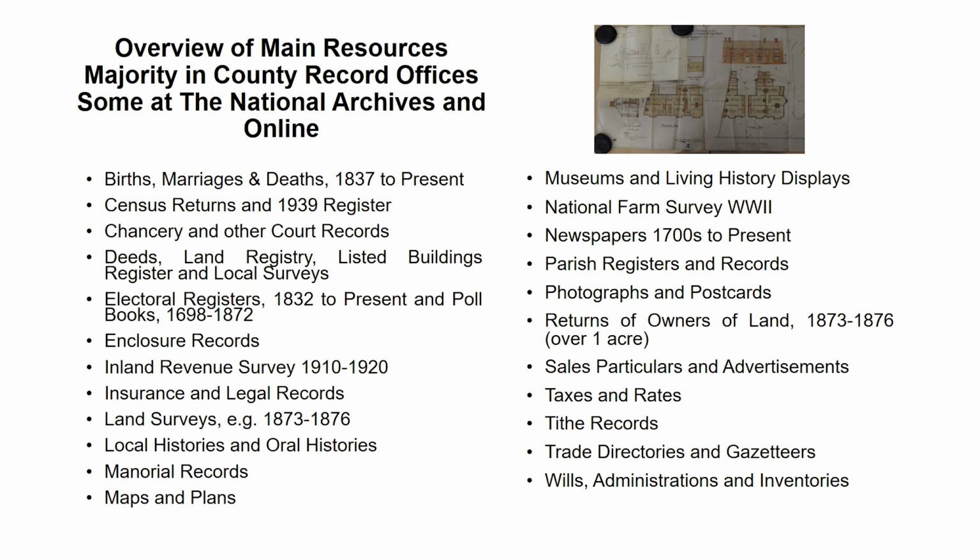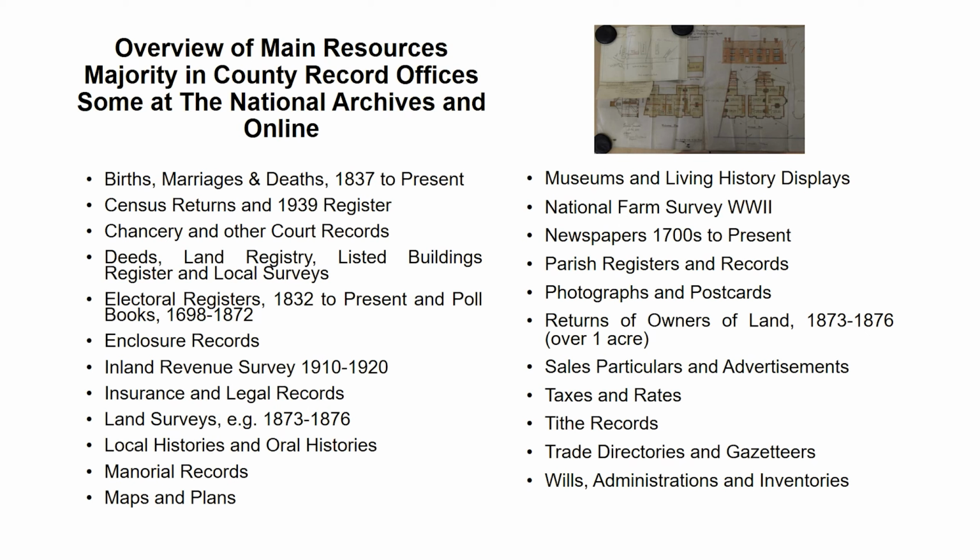In terms of the research into the house itself, here is an overview of the main resources. What I want to stress throughout this talk is that most of the records you need to use are held in local county record offices as local archives. There are some at the National Archives, and there are an increasing number of records becoming available online. I'm just going to very briefly go over the list here on the slide, and then I'm going to come back to looking at some of the main sources in a little bit more detail throughout the rest of this talk. So we can use things like births, marriages and deaths to help us investigate the owners and occupiers, and also using census returns and the 1939 register.